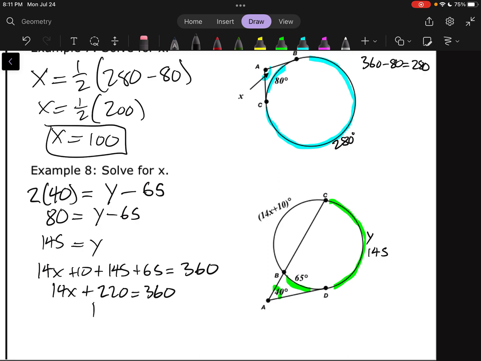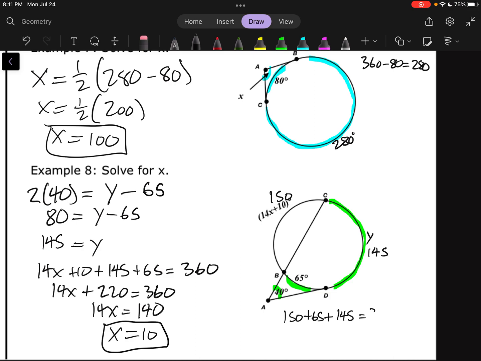And then if I subtract the 220, I'm going to get that 14x is equal to 140, which is pretty nice because that means that x is 10. If I plug that 10 back in, 14 times 10 is 140, plus 10 is 150. And then let's just double check that it works. 150 plus 65 plus 145. If I add up all of that, I do get 360. So everything worked out.